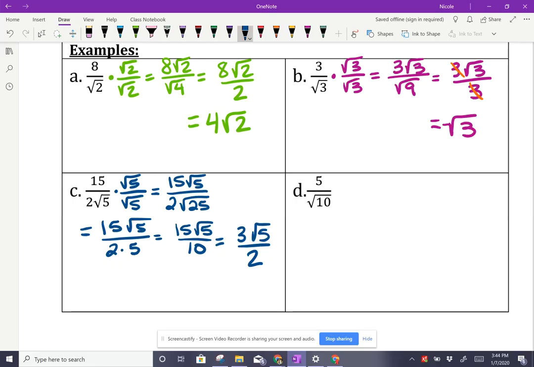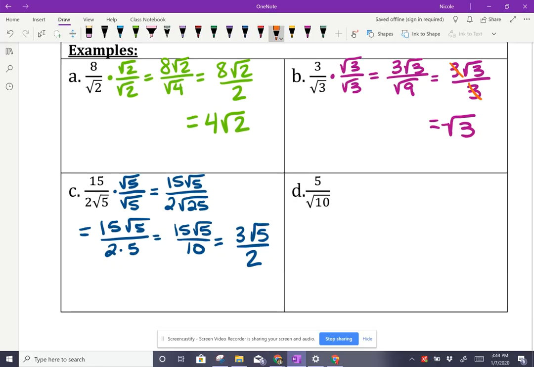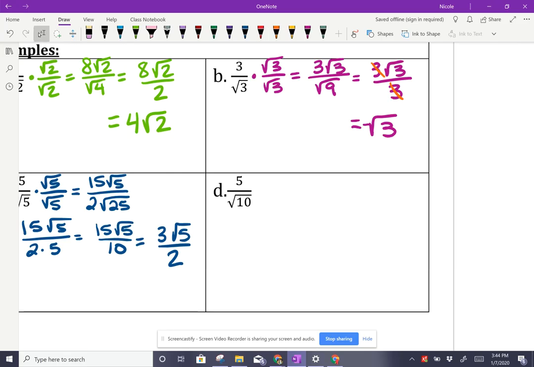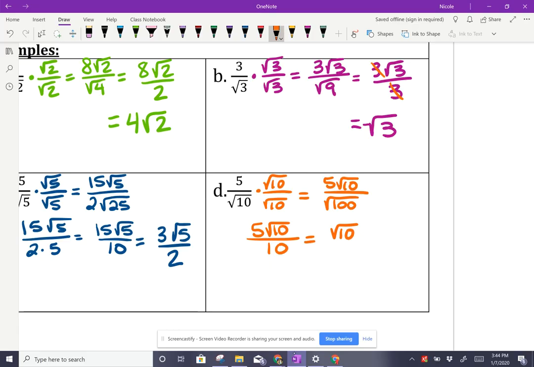Okay, last one. I'm going to do orange. I'm going to multiply the top and bottom by the square root of 10. 5 times the square root of 10 in the top. 10 times 10 is 100, the square root of 100 in the bottom. That, of course, is going to simplify to 10 because the square root of 100 is 10. And 5 and 10 are divisible with each other, so that's going to give me the square root of 10. 5 divided by 5 is 1. 10 divided by 5 is 2. So my final answer is the square root of 10 over 2.